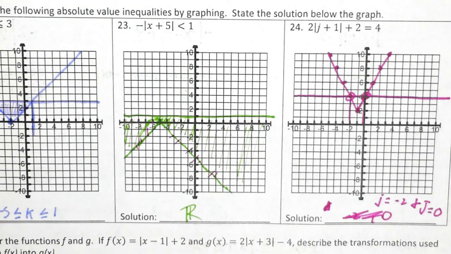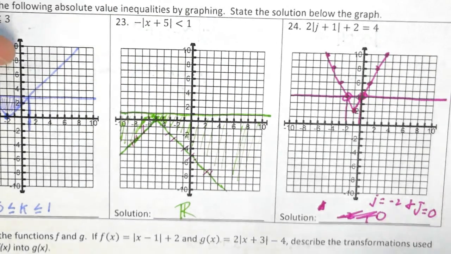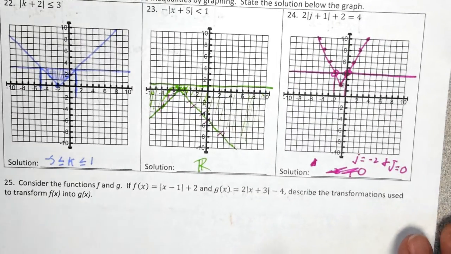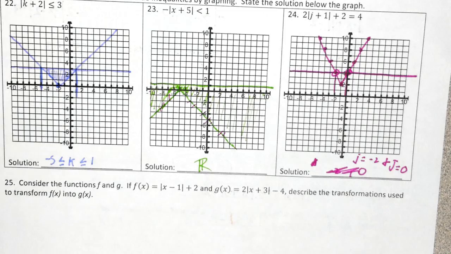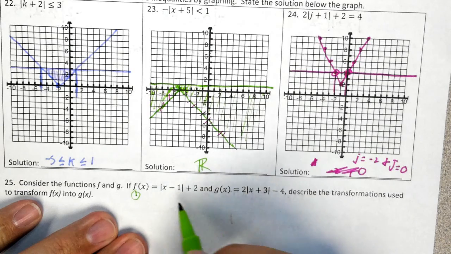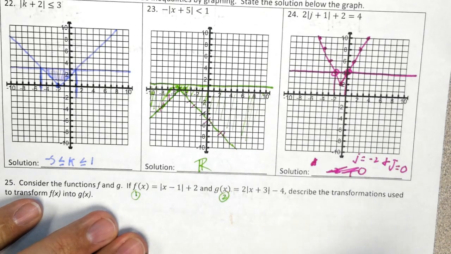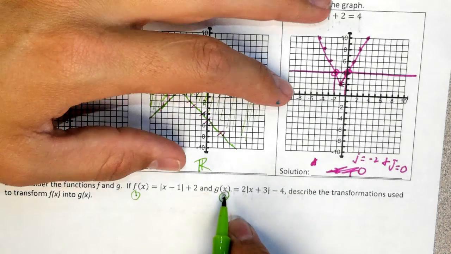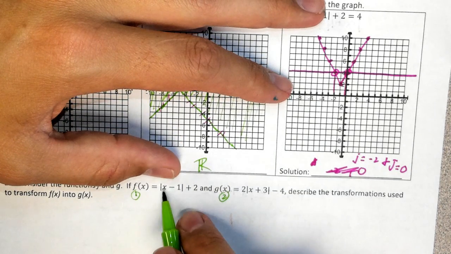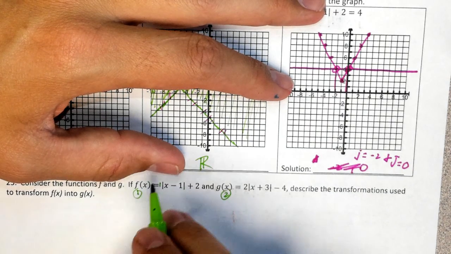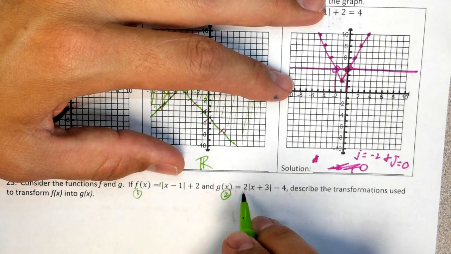Let's go ahead and add the last one on here. I didn't see it earlier. There's a question at the bottom. It says, consider the functions f and g. Describe the transformations to go from f, that's our first one, to g, second one. We're going from here to here. First thing I notice at the beginning, this has a slope of 1, or the coefficient in front is 1, and this is 2.